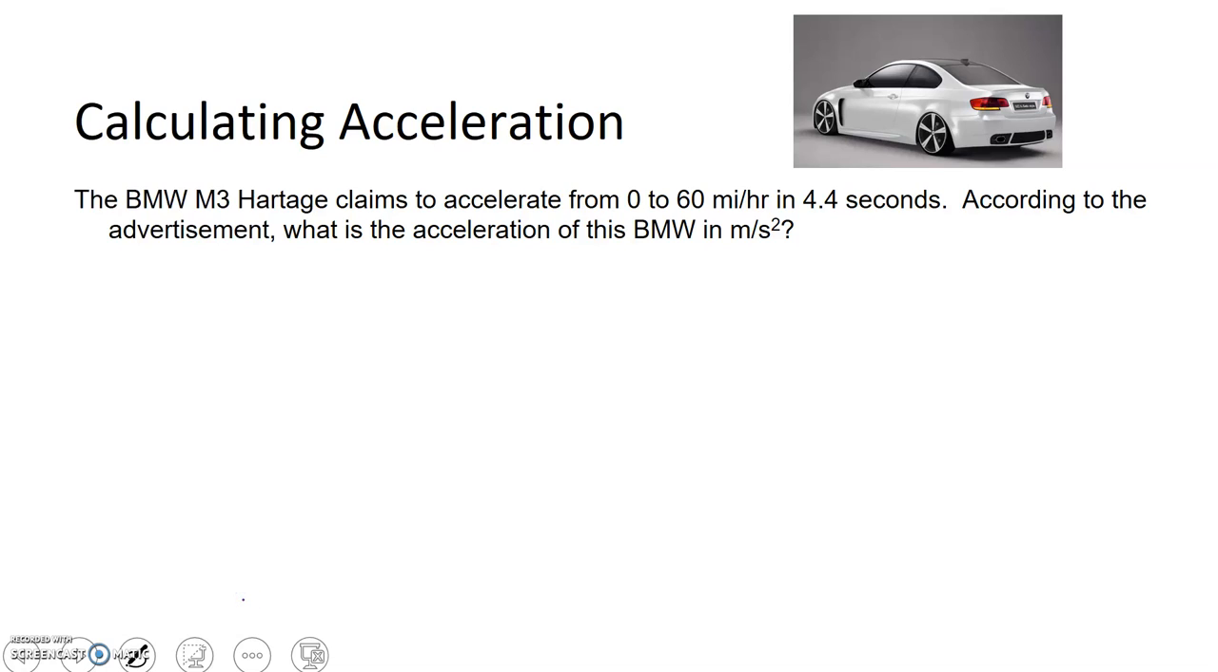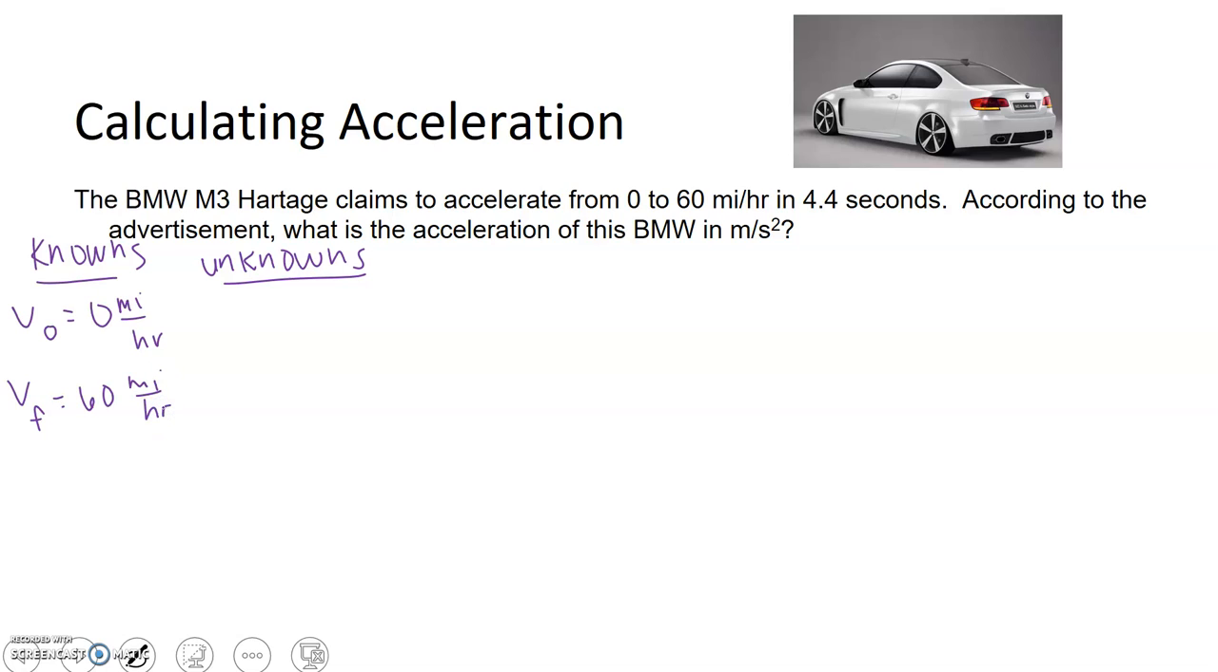Here's an example problem. The BMW M3 claims to accelerate from 0 to 60 miles an hour in 4.4 seconds. According to the advertisement, what is the acceleration of this BMW in meters per second squared? So we list our knowns and our unknowns. We know the initial velocity, v sub o, is 0 miles per hour. It reaches a velocity of 60 miles per hour. That means it's the final velocity. And this occurs over a time interval of 4.4 seconds. For the unknown, we're looking for the acceleration, A.